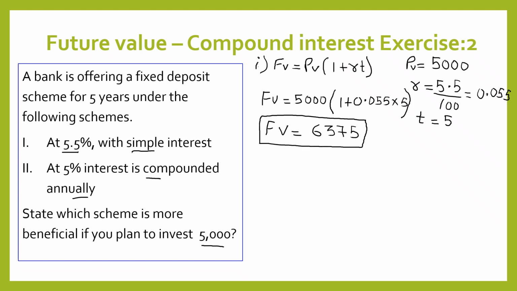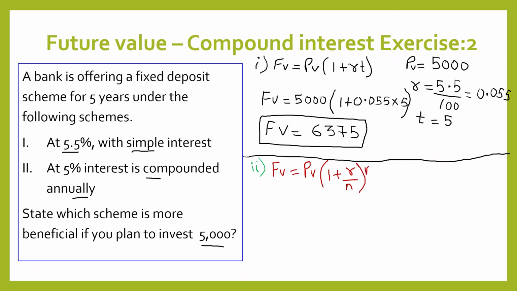Okay. So I will take another color for doing option 2. So now we will take option 2. Option 2 you can see here. Now again option 2 is related to compound interest. So we will write the formula for compound interest. My future value is equal to present value into bracket 1 plus R by N bracket close power of NT.